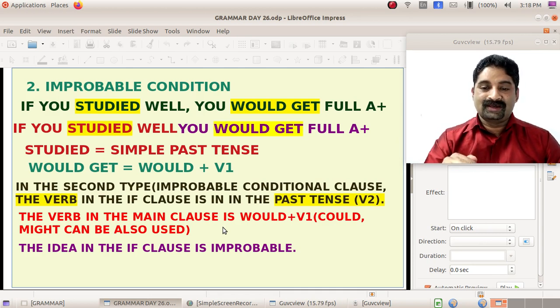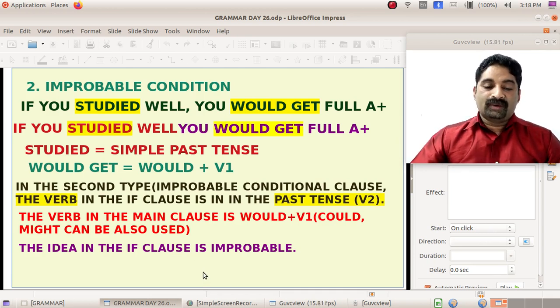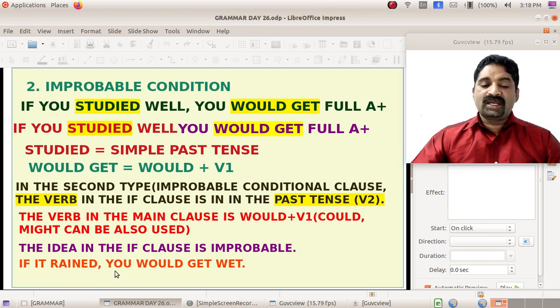You would get. Okay. Improbable. See the examples. If it rained, you would get wet.